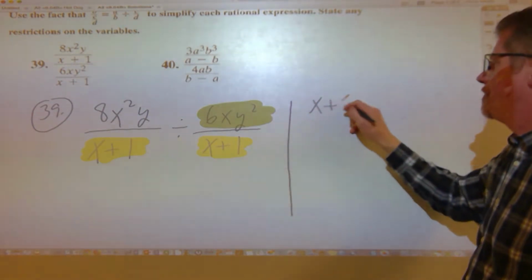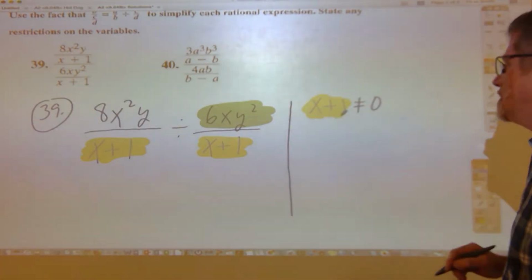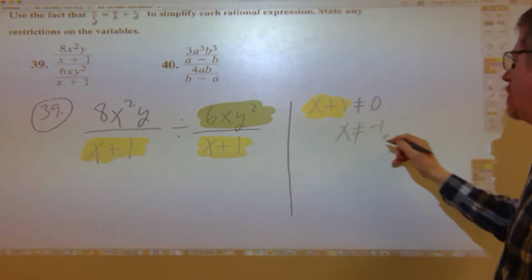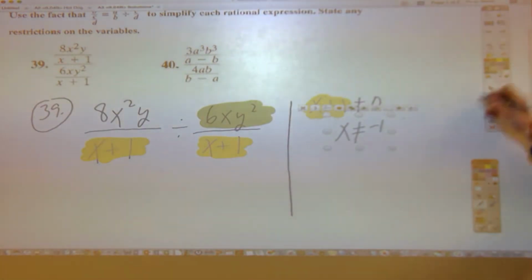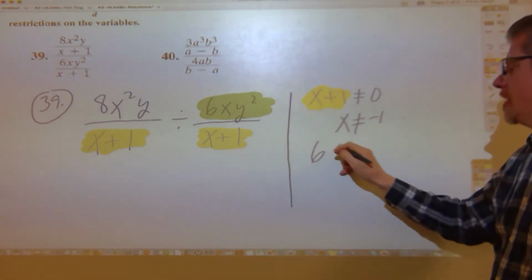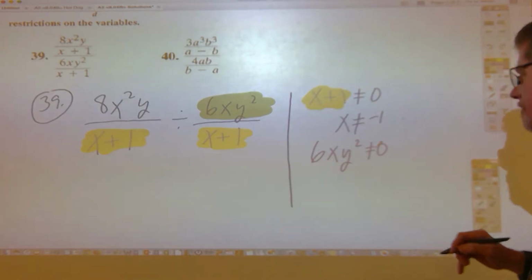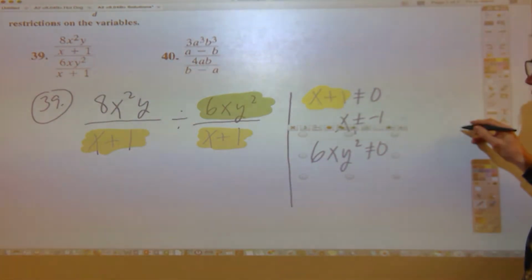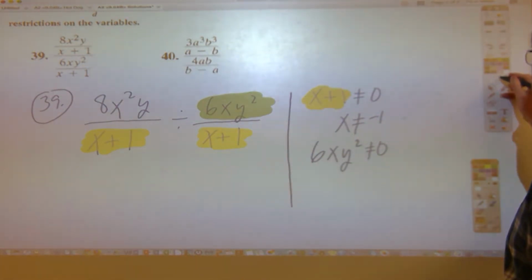First of all, x plus 1 cannot equal 0. That's from the yellow piece. Therefore, x cannot equal -1 is the first restriction. The green restriction can be expressed as 6xy squared cannot equal 0. And to get the color coding to line up here, I'm going to highlight this in green.